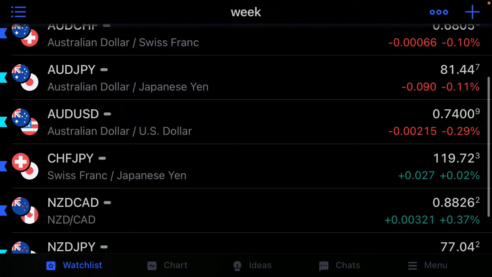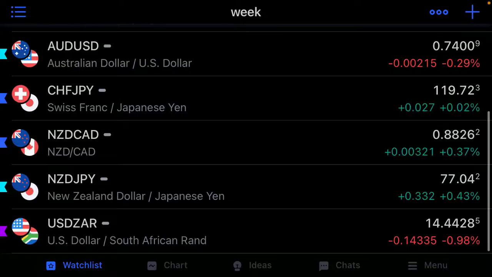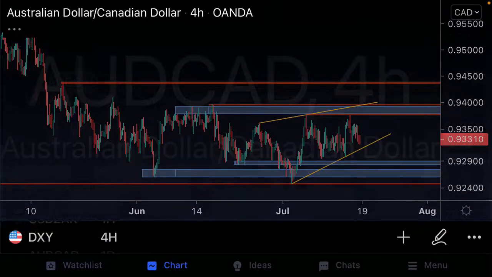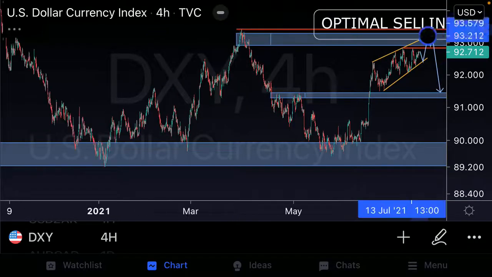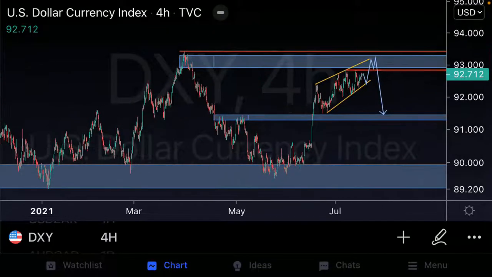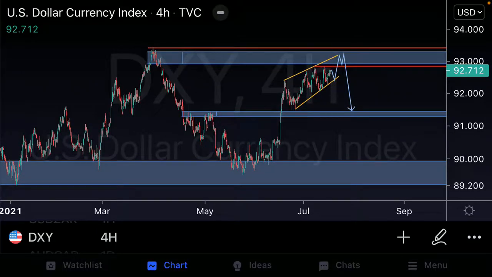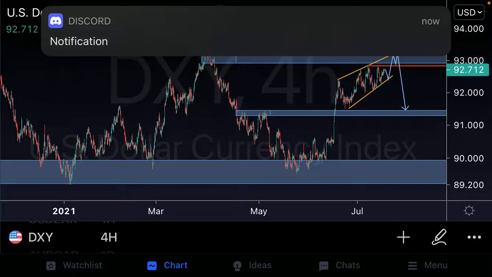Now for today's analysis, guys, we're going to be looking at the DXY, Aussie CAD, Aussie JPY, Aussie dollar and New Zealand dollar yen. Let's kick things off, guys, and get straight into it on the DXY.